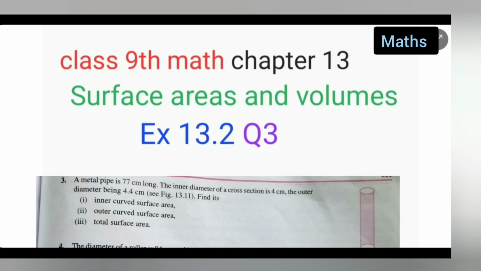So welcome for today's class of mathematics. This is for class 9th mathematics, chapter 13, surface area and volume, exercise 13.2, question number 3. So let us start. I will be solving exercise 13.2, question number 3 today.